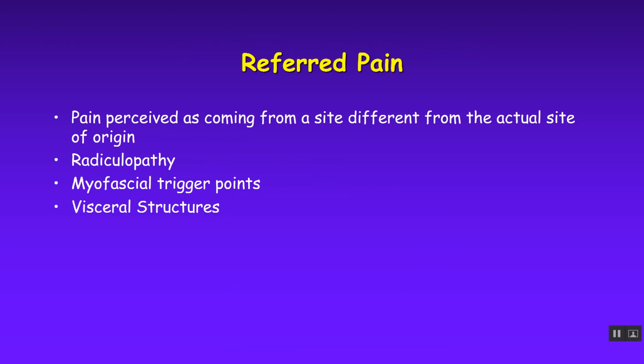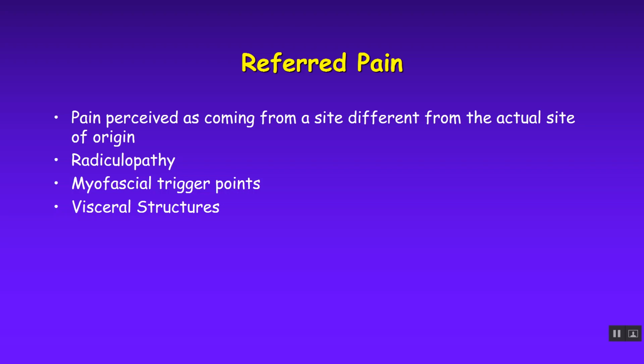There's the concept of referred pain. That's pain perceived as coming from a site different from the actual place the damage is happening. Probably the most common is radiculopathy. So somebody says, man, my leg hurts or my foot hurts, and there's nothing going on with their foot. It's in their back. The L5, S1, whatever nerve root is being pushed on. It's getting ischemic, causing pain, but they're feeling it in their foot.